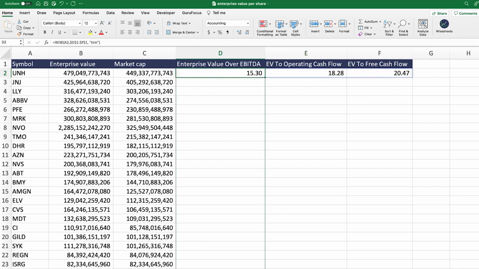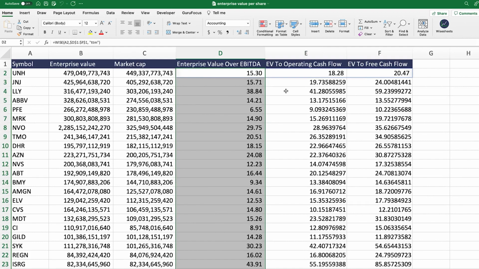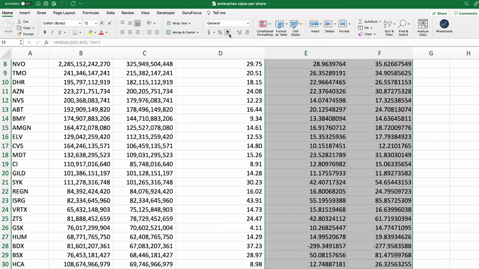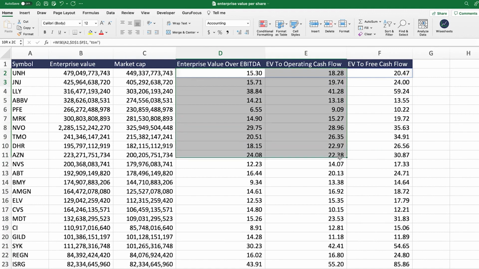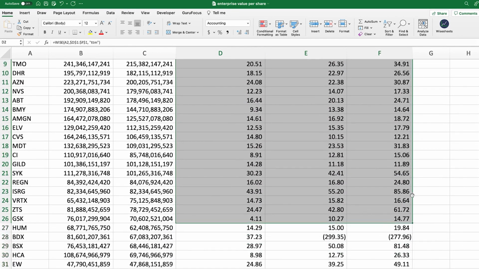Now what we could do is simply go here, drag this down for all the different companies that we're analyzing, and then if you want you can just change the formatting so everything looks nice. And once you're done, you will have all the data right here that's gonna allow you to make good investment decisions. So let me explain that.